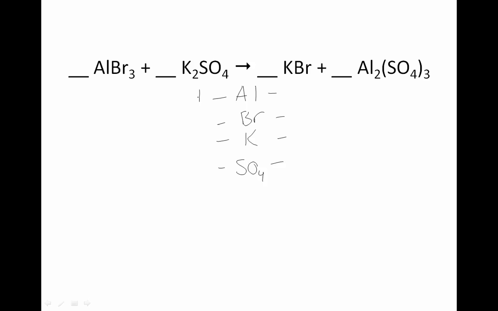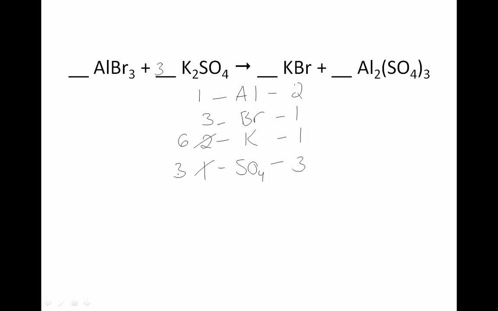So we have 1 aluminum on the left, and once again, feel free to pause the video and come back to this. 3 bromines, 2 potassiums, and 1 sulfate group. On the right, we have 1 potassium, 1 bromine, 2 aluminum, and 3 sulfates. So I'm going to start with the most obvious. Sulfates need to balance. So I'm going to make there be 3 sulfates on the left, which would change my potassium and my sulfates. So now I have 6 potassiums and I have 3 sulfates.